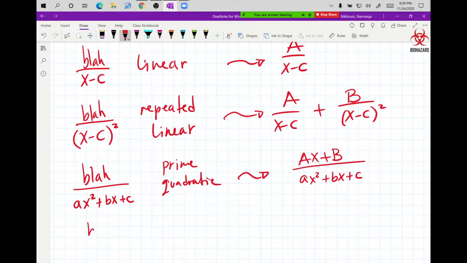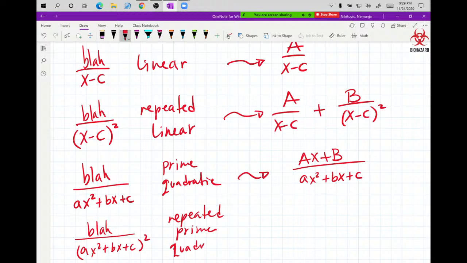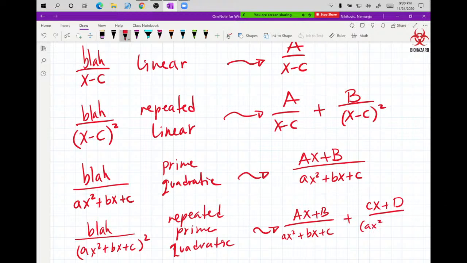And the last one is blah over (ax squared plus bx plus c), everything squared, which is repeated prime quadratic. And that one is Ax plus B over ax squared plus bx plus c, plus Cx plus D over (ax squared plus bx plus c), everything squared.